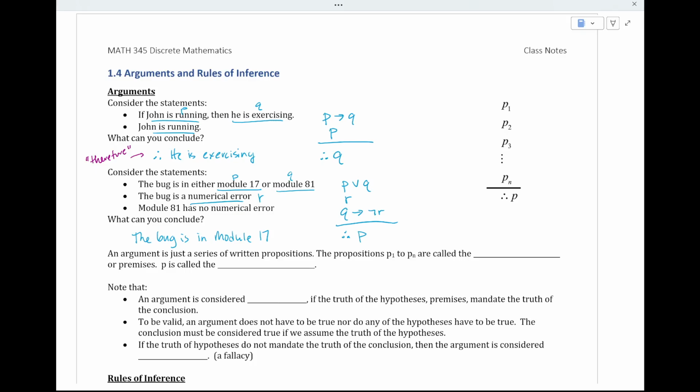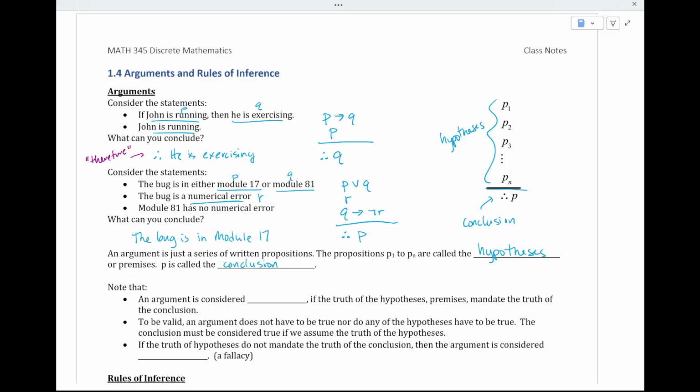An argument is a series of written propositions. These propositions are called hypotheses. So up here we can have hypotheses, and there can be n of them. So far we've seen an argument with two hypotheses and an argument with three hypotheses. We'll take a look at different lengths of arguments. But all of these arguments have a line and then this thing, and that thing is the conclusion. P is called the conclusion. And it's usually accompanied by those three little dots that signify therefore.